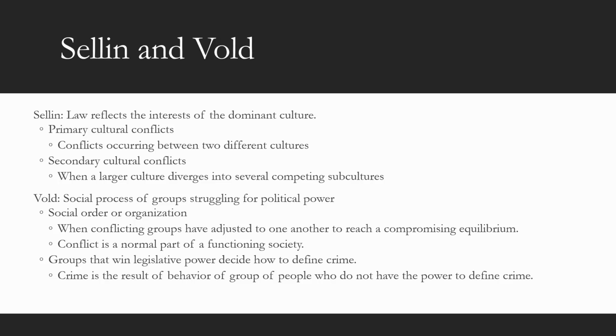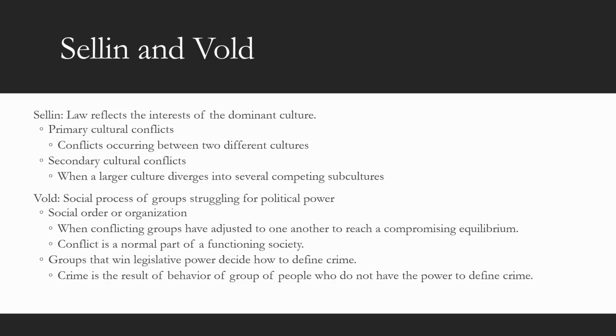Because that conflict, whoever gets to define the laws, right? They define crime. Then Wald took a different stance on it. So this came later in the 1950s.